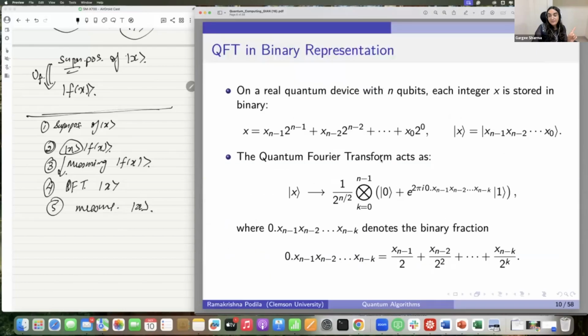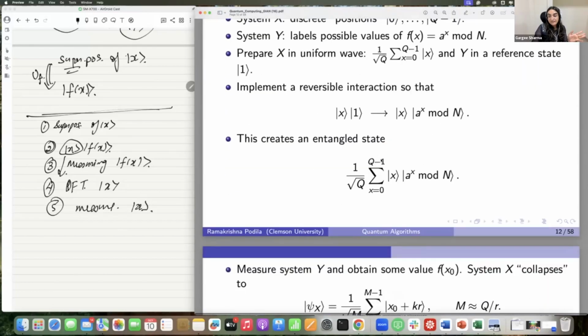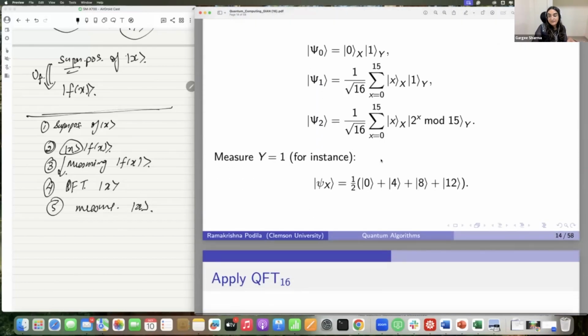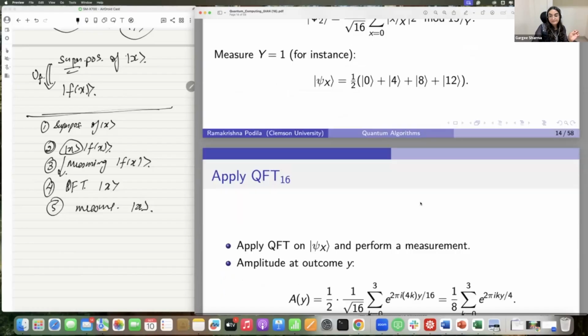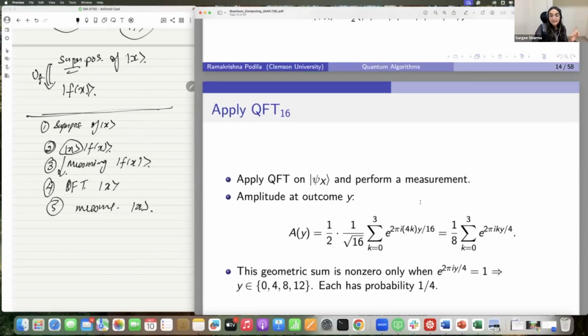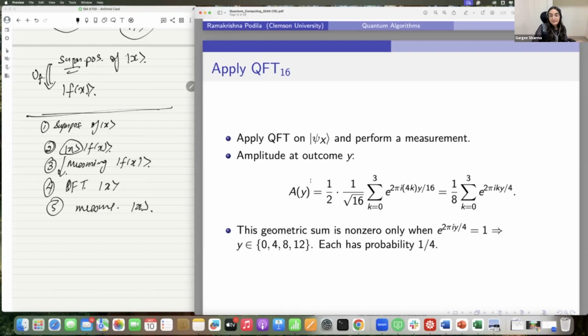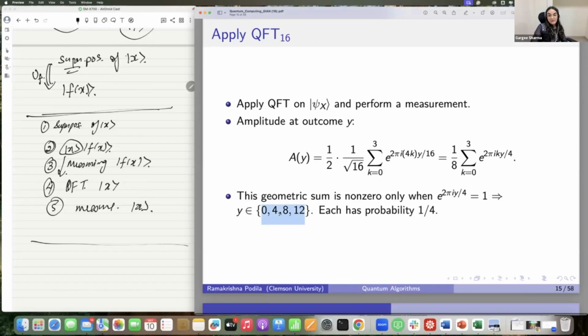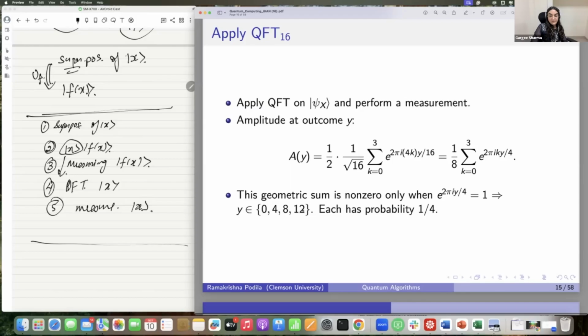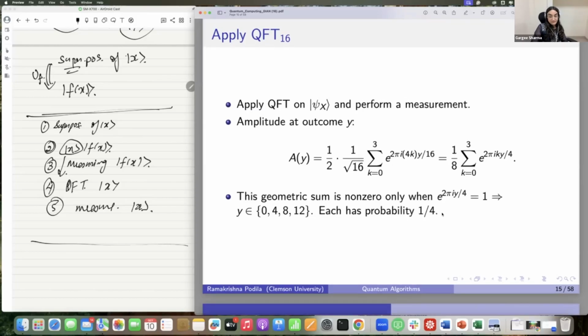Okay, so let's say you measure 1, you could have measured anything else, doesn't matter. Whatever you measure, the information is going to be there. So if I measure 1, for instance, my state is going to be 0 plus 4 plus 8 plus 12. Okay, then I apply a Fourier transform on that, and then I do the measurement. Okay, and then you will get the maximum probabilities only for these four outcomes: 0 or 4 or 8 or 12, and each has probability 1 over 4.